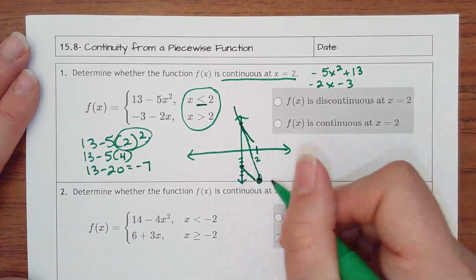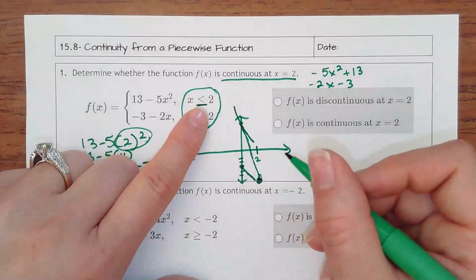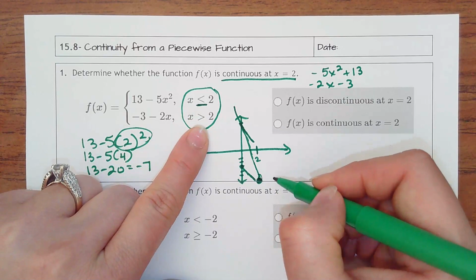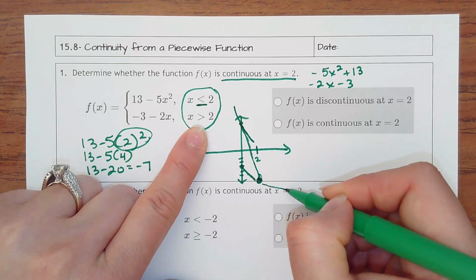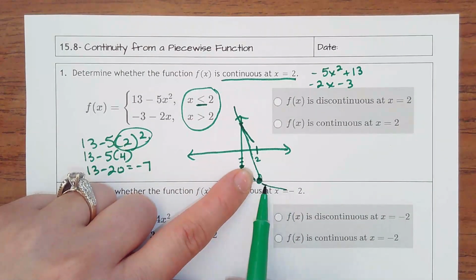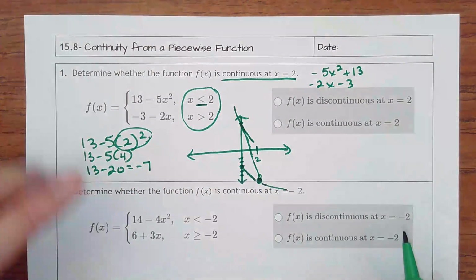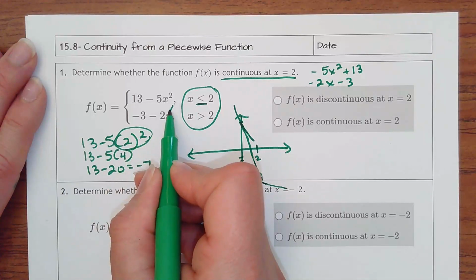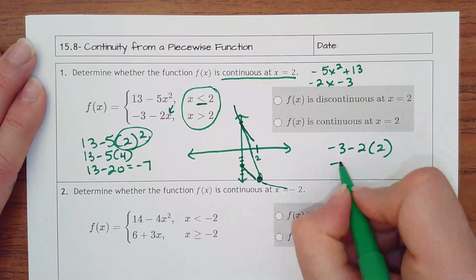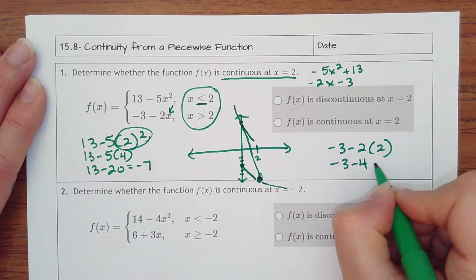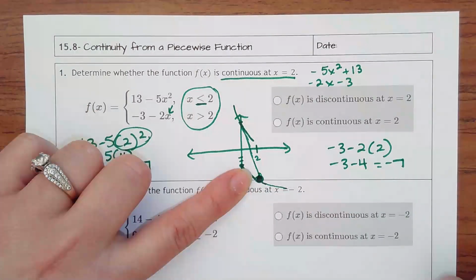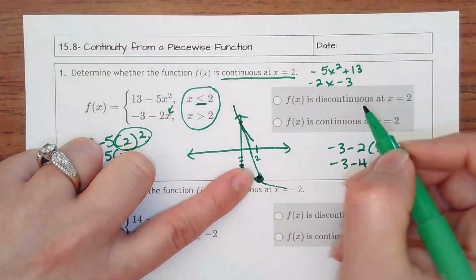Oh, I did the wrong side, that's why. So this one should have been, this I had on the left side since it's less than or equal to, but this should have been x values greater than 2. So we would actually be looking at, sorry, this is not very good, but this piece being linear going to the right. So they could meet. All right, let's try plugging into here. So it'd be negative 3 minus 2 times 2. That would be negative 3 minus 4, which is negative 7. So in fact, they do both meet up here at negative 7. So it is continuous.